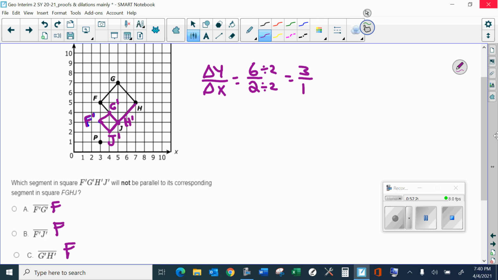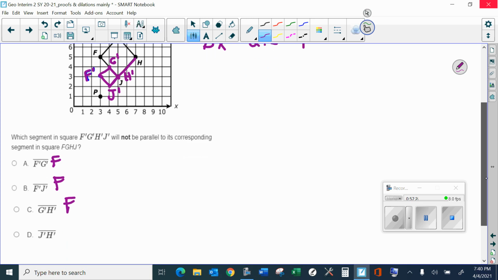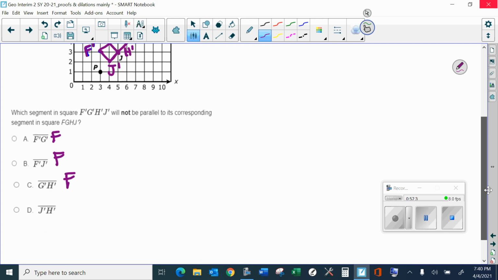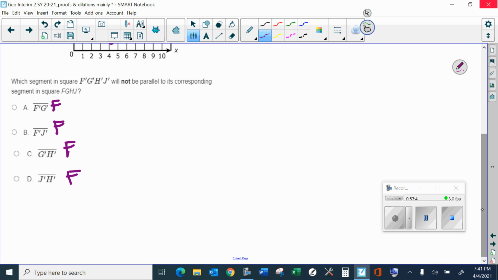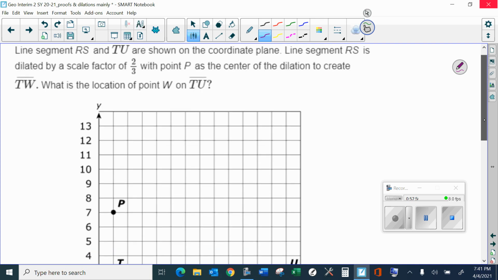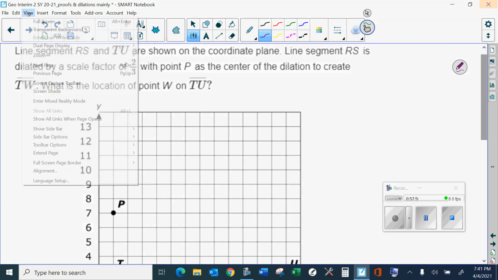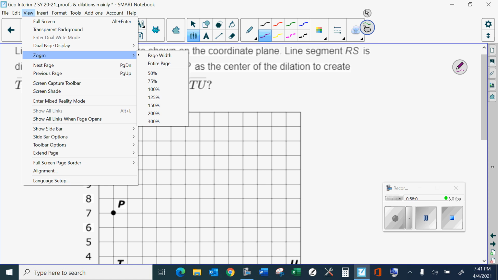So which segment will not be parallel to its corresponding segment? Unless I'm missing something, all these are parallel. So unless I'm missing like an E or an F that I accidentally forgot to add in there, there is no answer to that. That would be an error problem, unless, like I said, maybe I accidentally didn't copy and paste. There might have been an E and F somehow I didn't get to. That might have been what happened, or else that's a wrong problem. Okay. Let's make this one smaller so we can see the whole thing. So let's go 150.